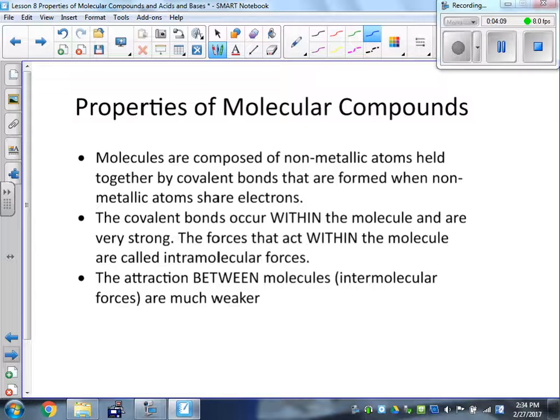Well, they're composed of non-metals, right? Non-metals. And they are held together by covalent bonds that are formed when non-metal atoms share electrons. By the way, guys, you should probably know that. Covalent bonds is the sharing of electrons. That's what it means. Covalent bond, sharing of electrons. Make sure you write that down somewhere. Covalent bonds, sharing of electrons. Okay?